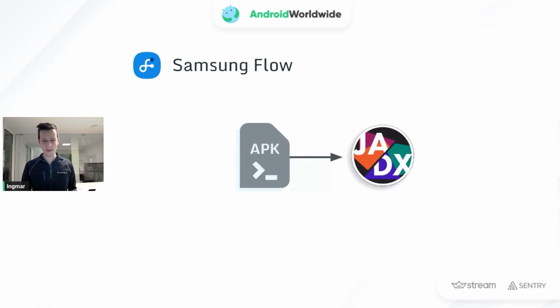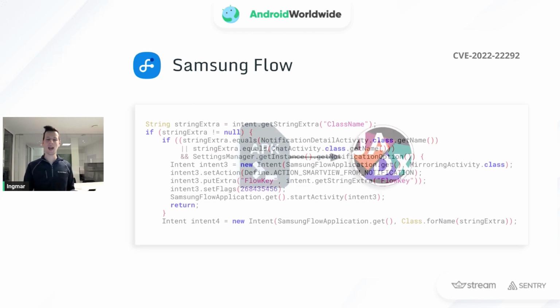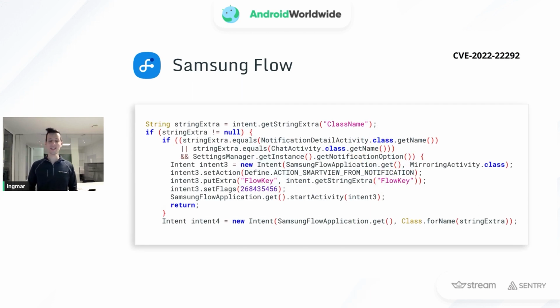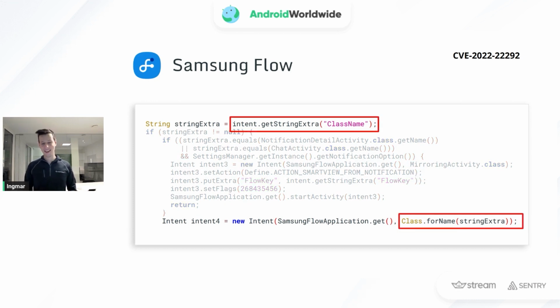So if we have a look at a Samsung Flow version from about a year ago, and we put it in JADX, we would find the following piece of code. There's a bit of extra fluff in there, but the things you need to pay attention to are the following. You see intent get string extra class name, and then a Samsung Flow Class.forName with the string extra. So this exact same vulnerability I just explained was present in a real world app as well. We were not the ones finding this vulnerability, but I wanted to show you this is real world stuff. The CVE number is on the top right, so it's a publicly known thing from around last February.